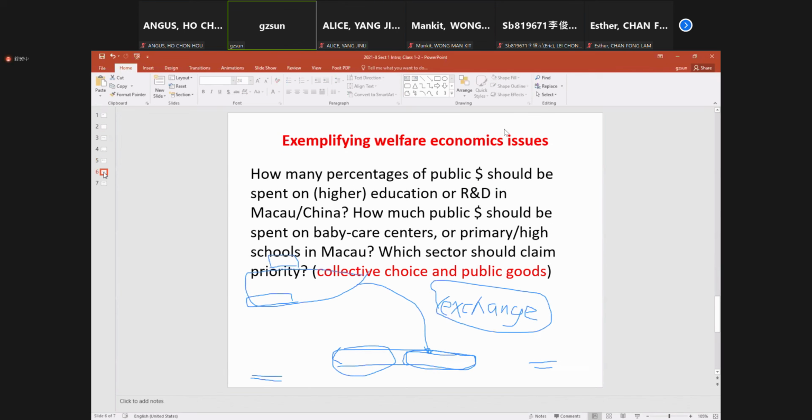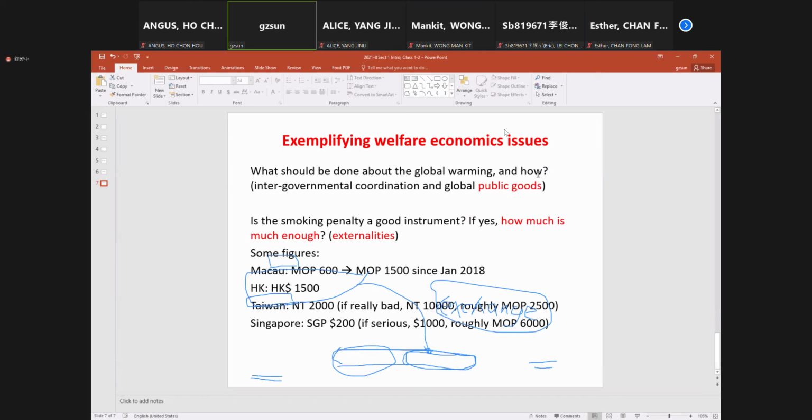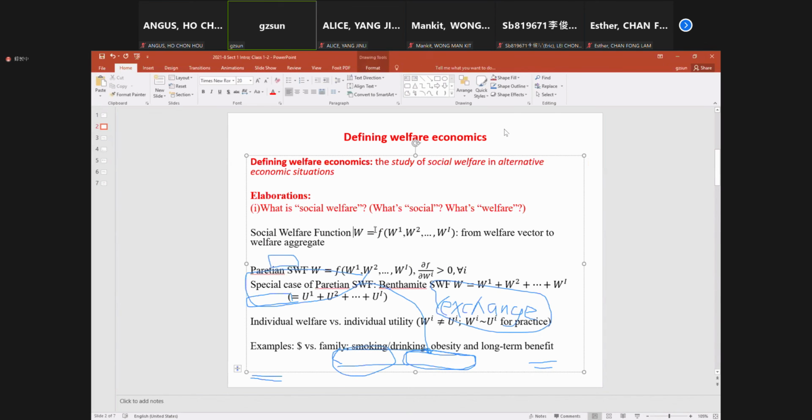Another example is about public goods. Again, you can read it. I don't need to repeat it. And still another, again, public good externality. Also next class, we will spend a couple of minutes to connect this topic with this one. How to make sense of, for example, the smoking regulation or smoking penalty as one illustrating case to understand the social welfare function. We will do that in the next class.